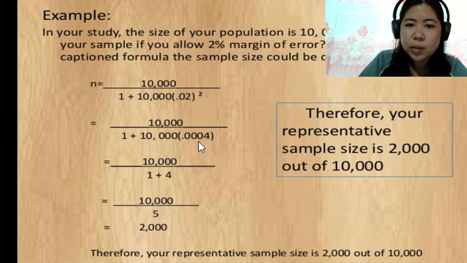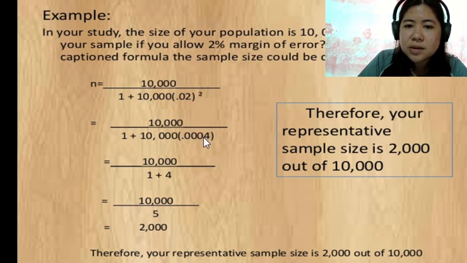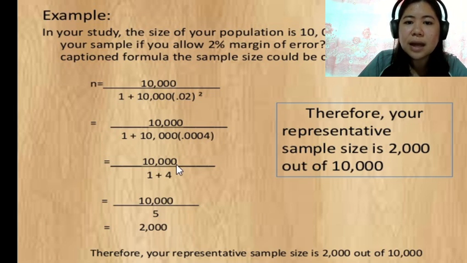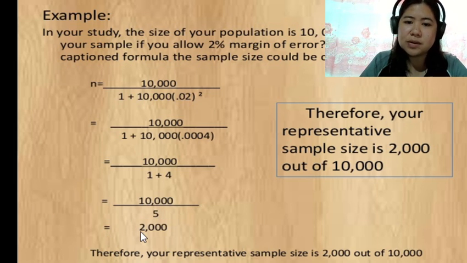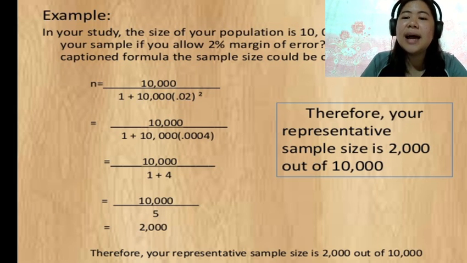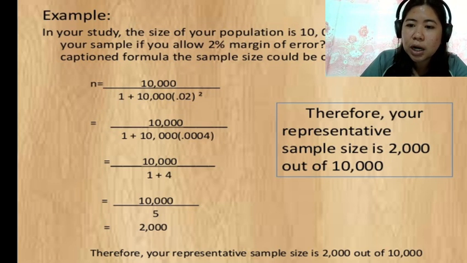What's the rule? We have to deal with the numbers inside the parentheses first. So 0.02 squared is equal to 0.0004, so n equals 10,000 divided by 1 plus 10,000 times 0.0004, which is 4. That gives us 10,000 divided by 5, which equals 2,000. Therefore, your representative sample size is 2,000 out of 10,000. That's how you determine your sample size.